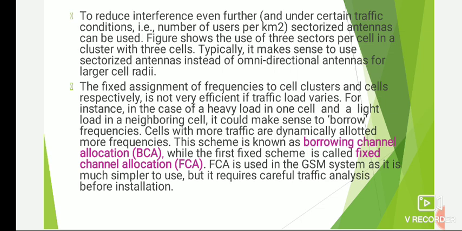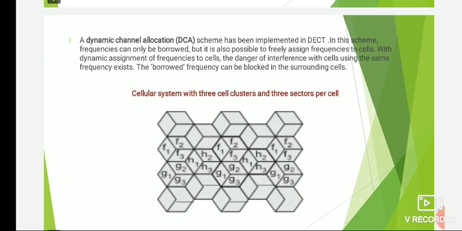While the first scheme we have seen before is called fixed channel allocation, that is FCA, this fixed channel allocation is used in the GSM system as it is simpler to use, but it requires some careful traffic analysis before installation. The dynamic channel allocation, that is DCA, schemes have been implemented in DECT. In this scheme the frequencies can not only be borrowed, but it is also possible to freely assign the frequencies to the cell. With the dynamic assignment of frequencies to cells, the danger of interference with the cells using the same frequency exists. The borrowed frequency can be blocked in the surrounding cells. So, that is called dynamic channel allocation.